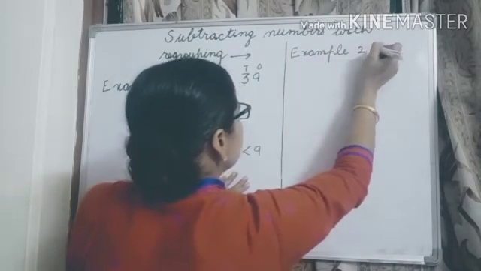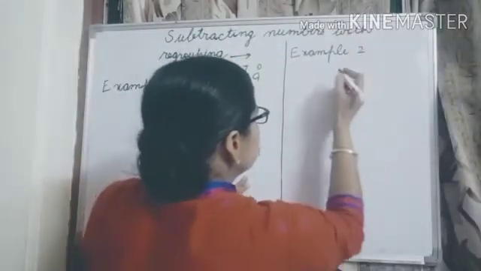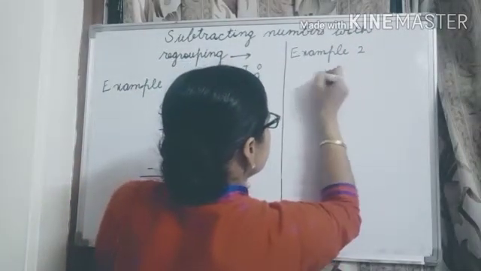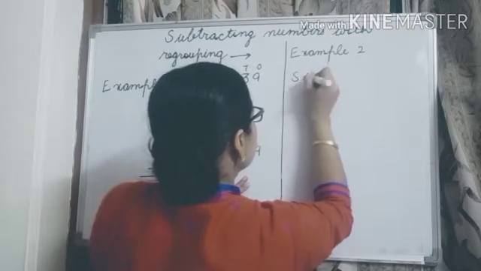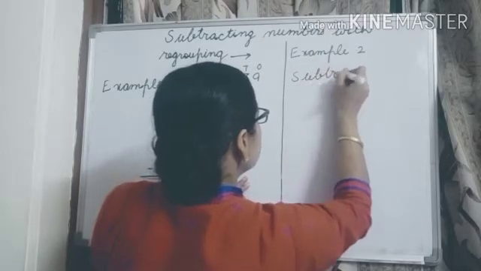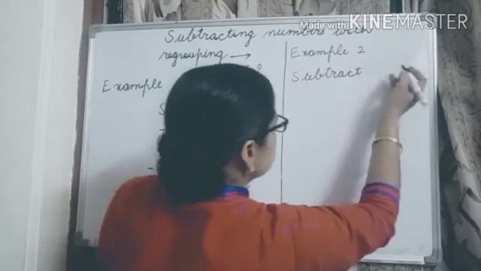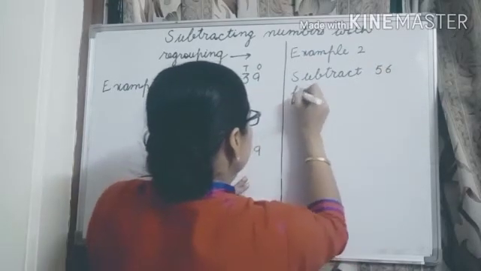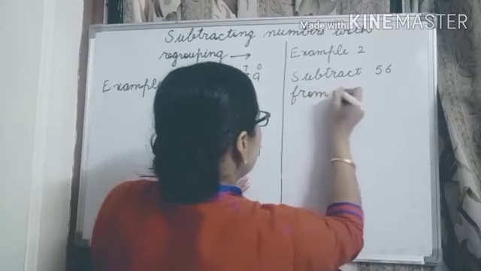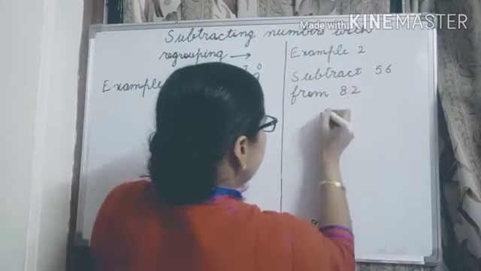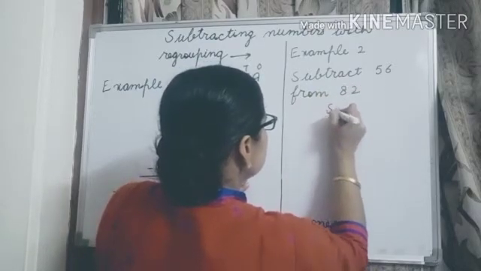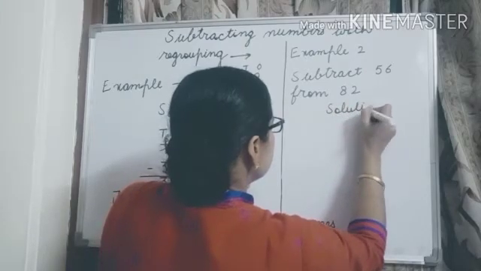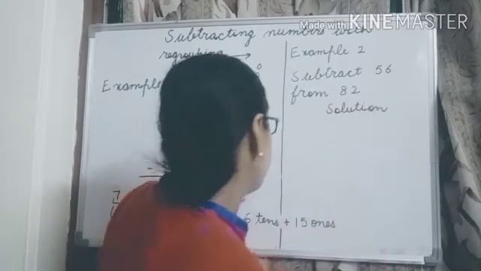Example 2. Subtract 56 from 82. Then how will you do it? See, first ones, tens.